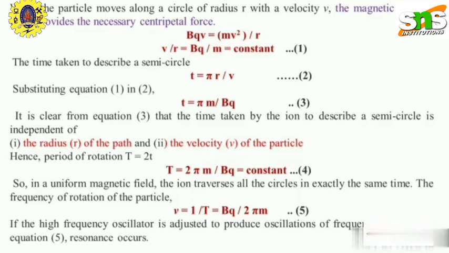From the above equation, it is evident that the time taken by the ion to describe a semicircle is independent of two factors, that is, the radius of the path and the velocity of the particle. So if the time taken to describe a semicircle is denoted by small t, then for a complete rotation it is denoted by capital T. So capital T is equal to 2t, then capital T is given by 2 pi m divided by BQ, which is equal to a constant. If you derive the equation in terms of frequency, the frequency of rotation of the particle is given by mu is equal to 1 by T, that is equal to BQ by 2 pi m.